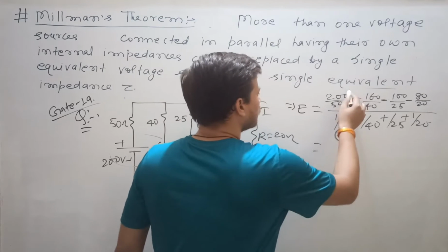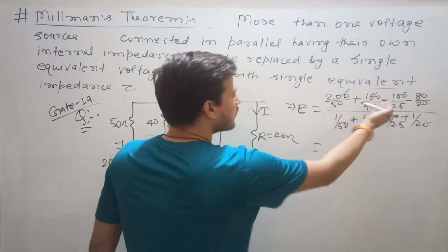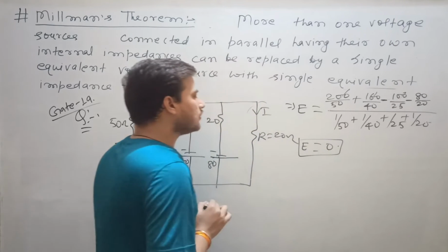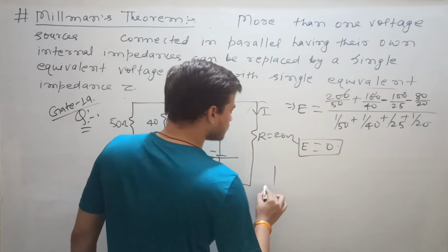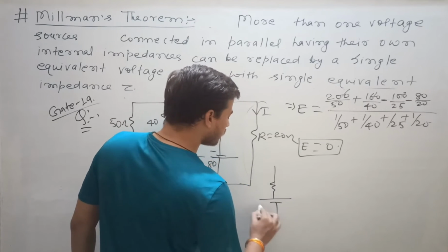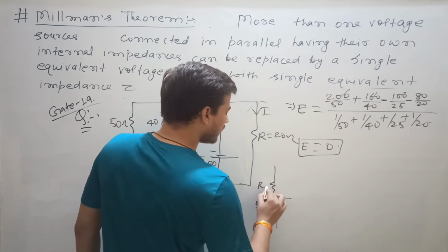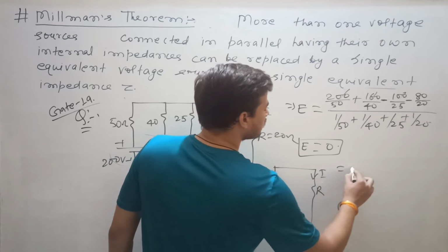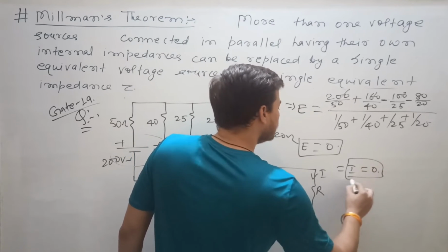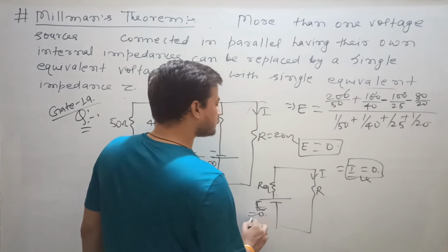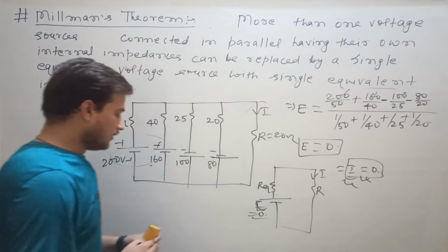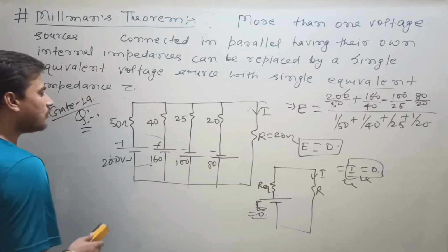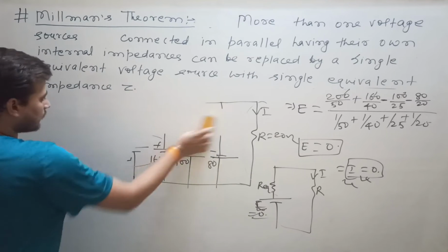So what do you see? 4, 4, 4, 4. So here 8 minus 8 will be cancelled out. So E will be equal to 0. If this E is equal to 0, and this is R equivalent, then what will this current I be? This I will also be equal to 0. If Thevenin's voltage itself is 0, then current I will be equal to 0. So the answer is I equal to 0 ampere.